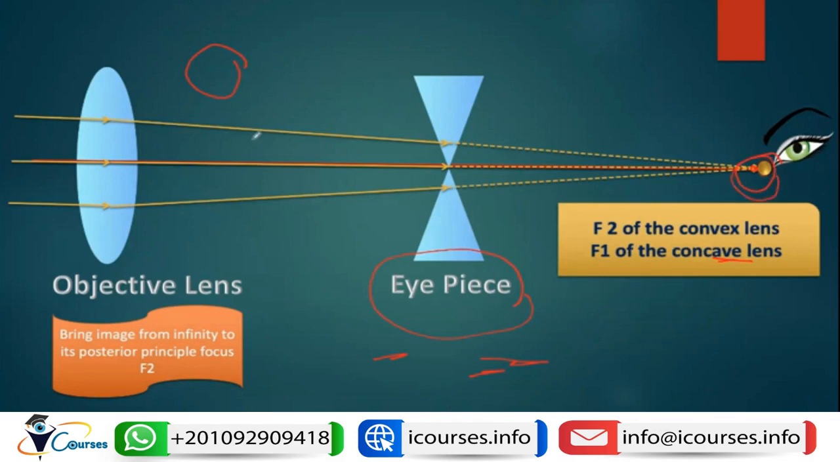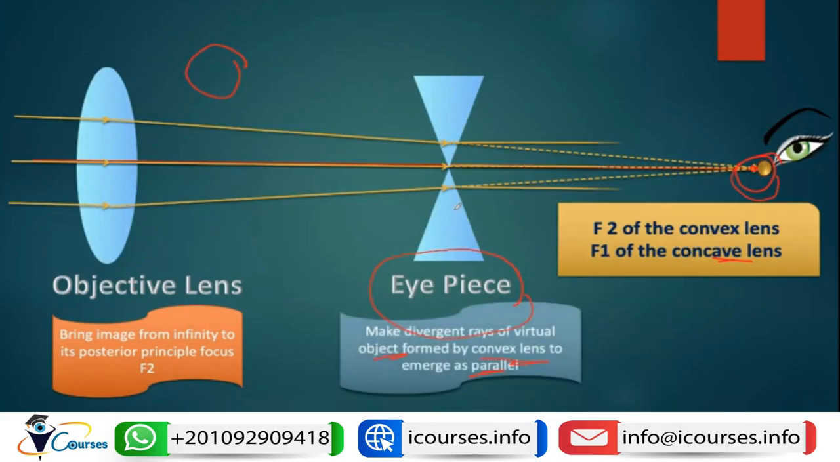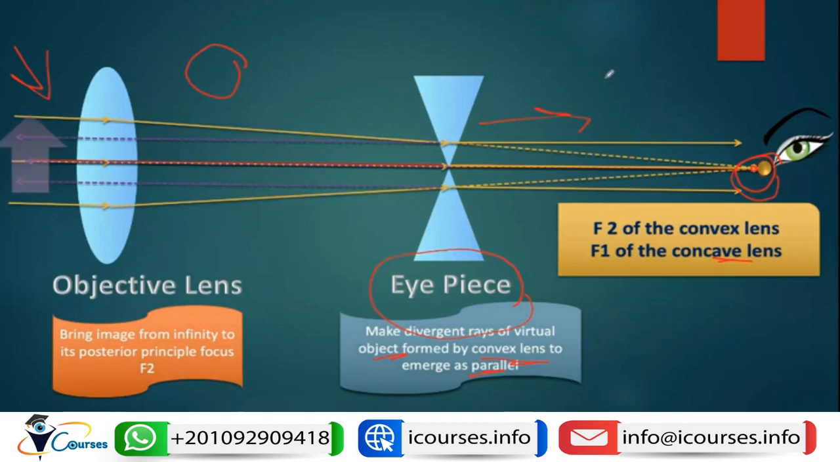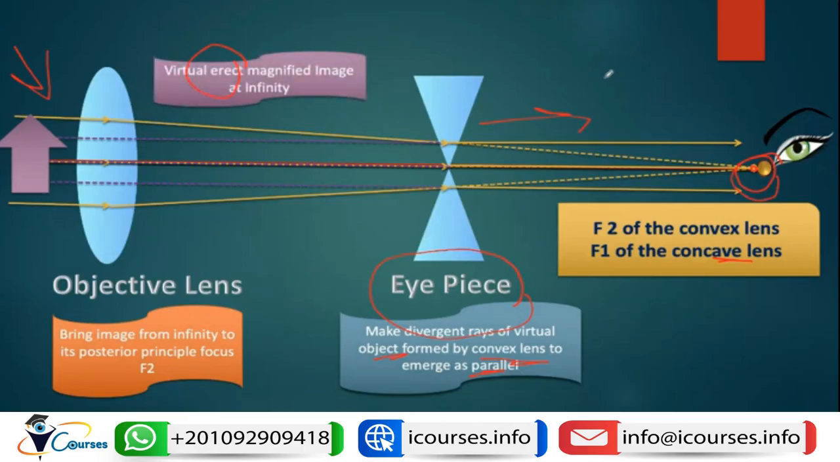That's why when the convergent light rays enter through this minus lens, they will emerge parallel. As you can see, the light rays enter the system parallel and emerge parallel. That's why we say that telescopes are afocal systems. And the eyes will see the image at the extension of light rays. It will form a virtual, magnified, erect image at infinity.